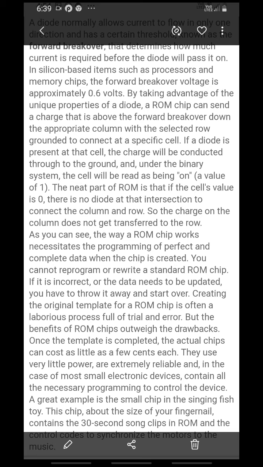Creating the original template for a ROM chip is often a laborious process full of trial and error. But the benefits of ROM chips outweigh the drawbacks.